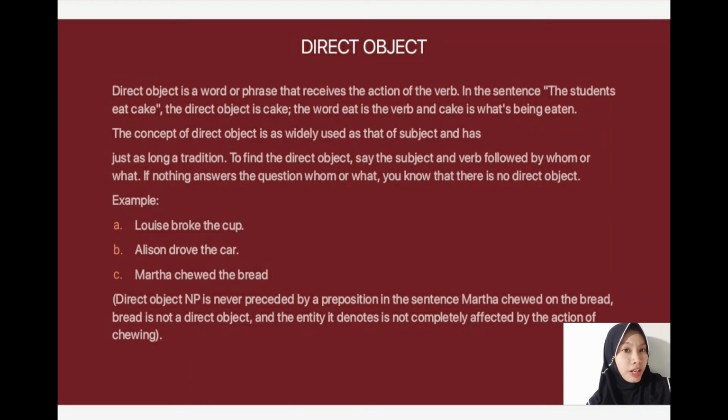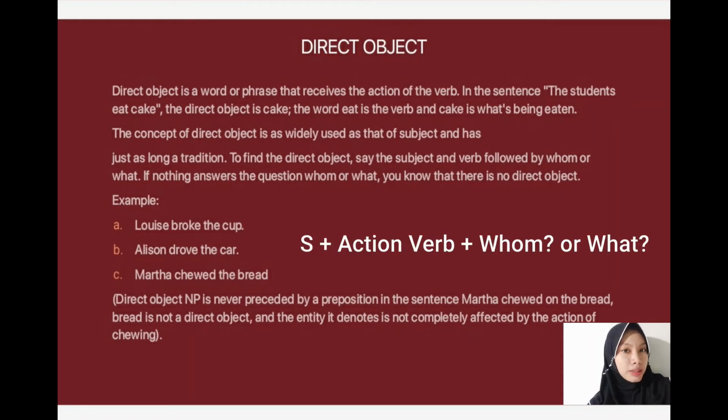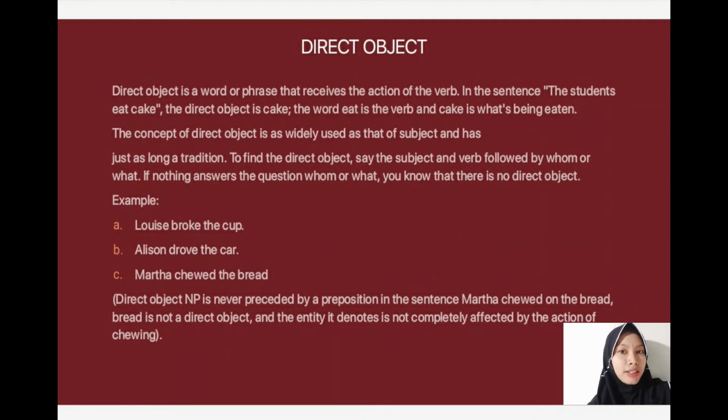And the concept of direct object is as widely used as that of subject and has just a long tradition. Nah, untuk menemukan direct object itu say the subject and verb followed by whom or what. Jadi formulanya adalah subject plus action verb plus whom or what. Nah, if nothing answered the question whom or what, maka there is no direct object.